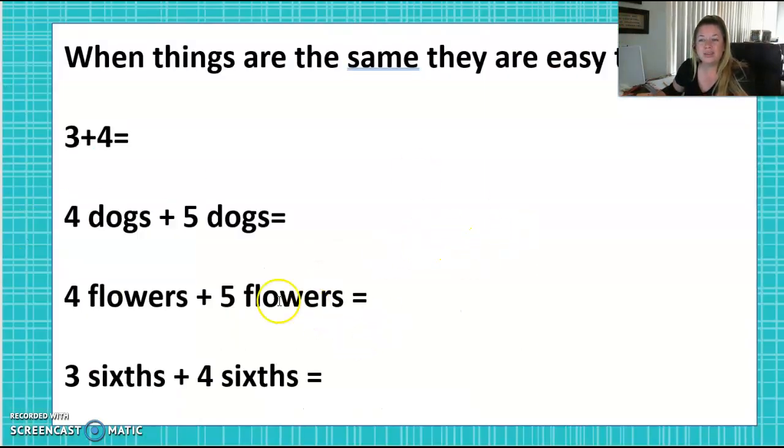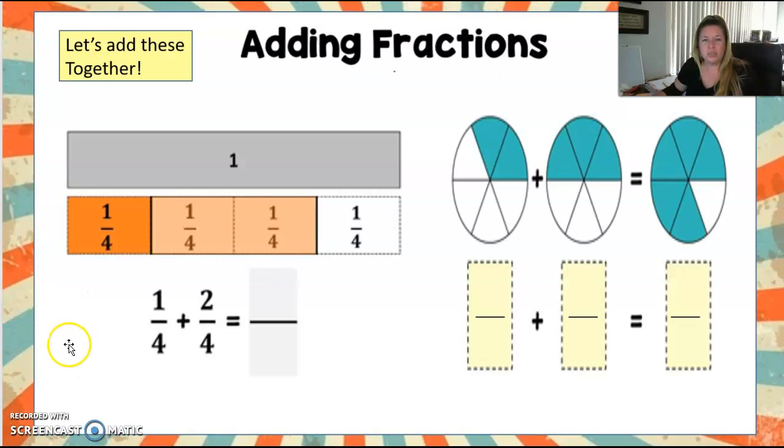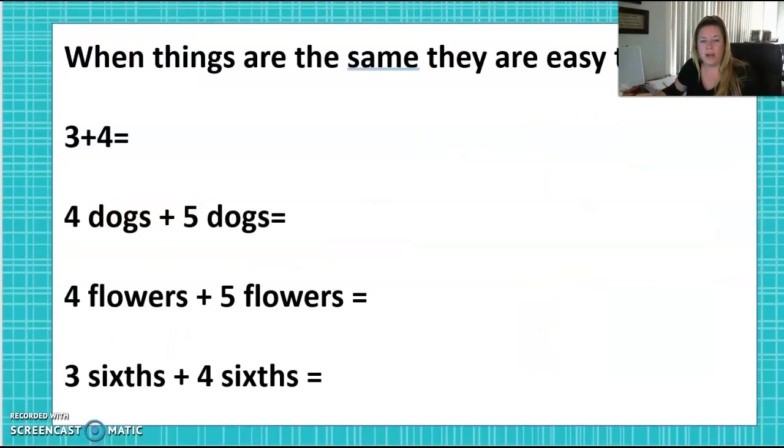So when two things are the same, they're easy to add. 3 plus 4 equals 7. 4 dogs plus 5 dogs means I have 9 dogs. 4 flowers and 5 flowers, I have 9 flowers. 3 sixths and 4 sixths, I have 7 sixths. So kind of like the flowers, let me go back. It's kind of like the dogs with a common denominator. Flowers and flowers, common denominator, so I can add them together.